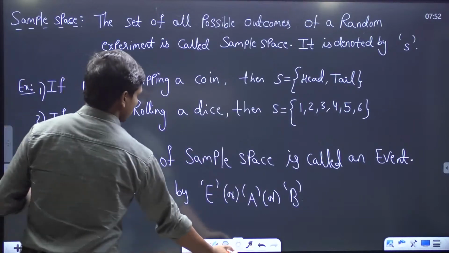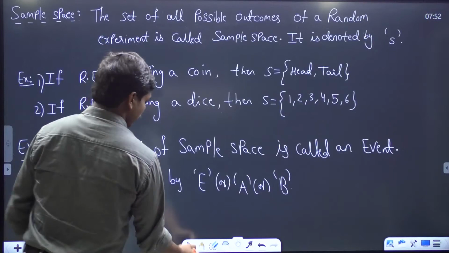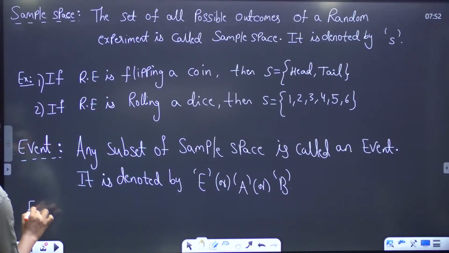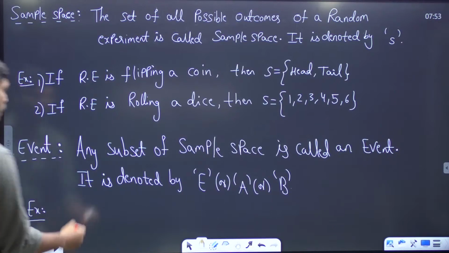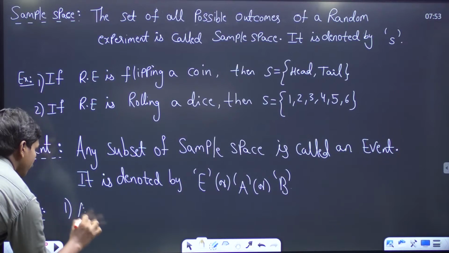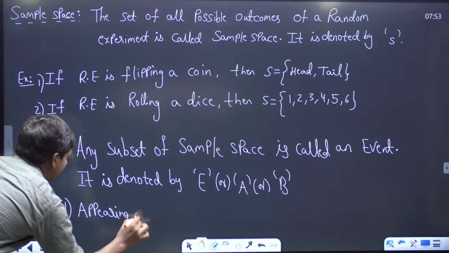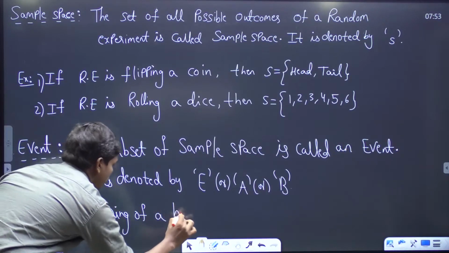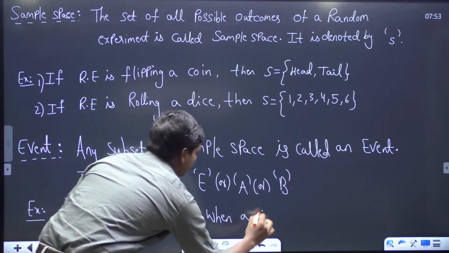Okay, so now if you talk about a few examples of events, since I'm going with these two random experiments since the beginning, I would like to write: appearing of a head when a coin is flipped.